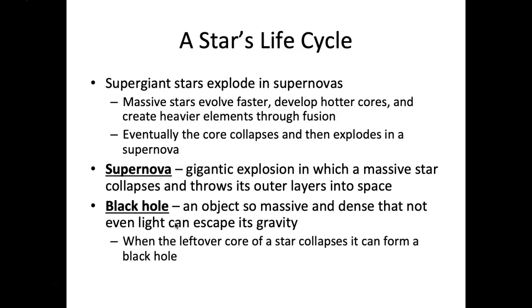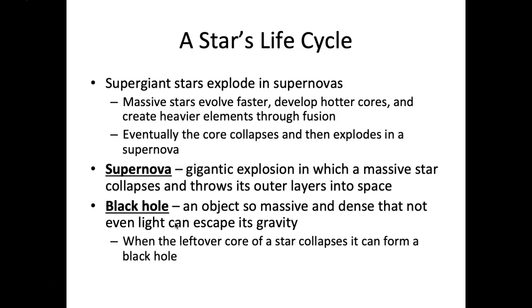Supergiants are also going to be located on the HR diagram. Supergiant stars, what can happen with them is they can actually form supernovas. A massive star, they evolve faster, they develop hotter cores, and they create heavier elements through the fusion process. And so what eventually happens is those cores will collapse and then they will explode outward into what is known as a supernova. So a supernova is going to be that gigantic explosion which comes from a massive star collapsing upon itself and throwing its outer layers out into space.